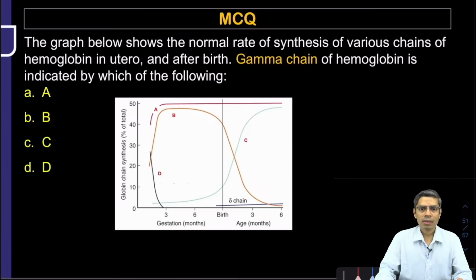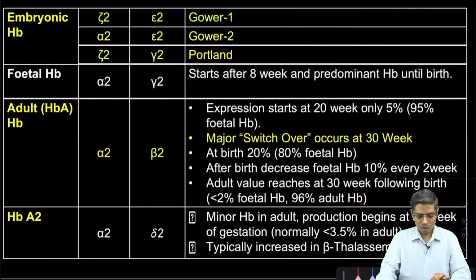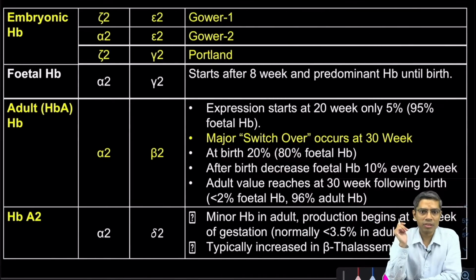So, what is your answer? A, B, C, D. Okay, so we all know the different chains of hemoglobin. The summary of the different chains of hemoglobin is given here, you can read it later on also.